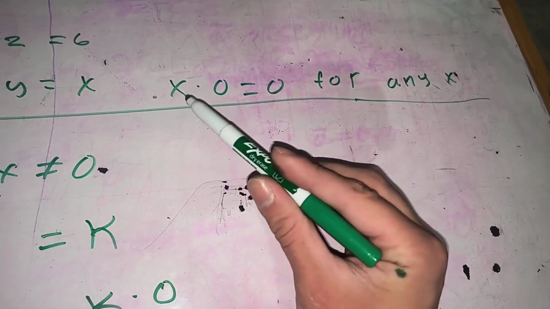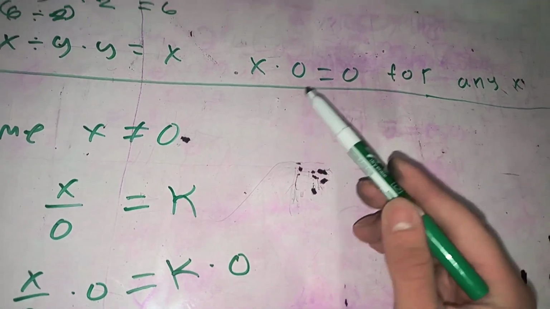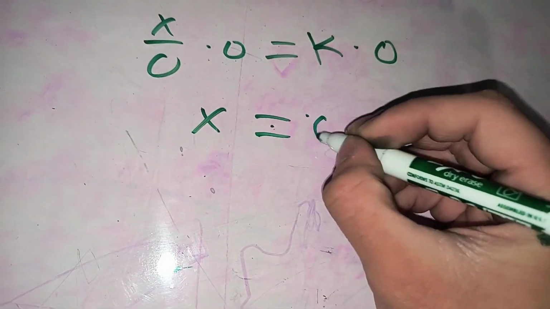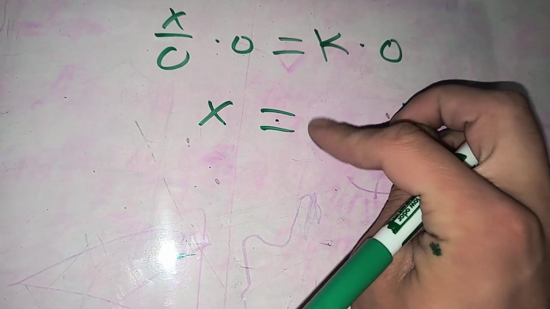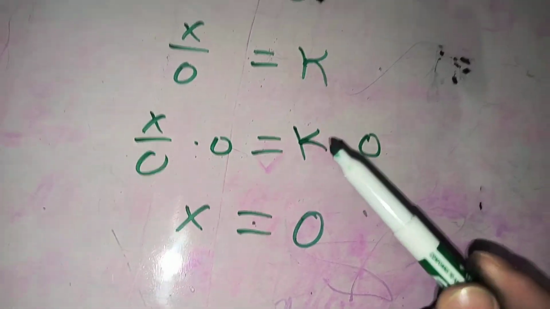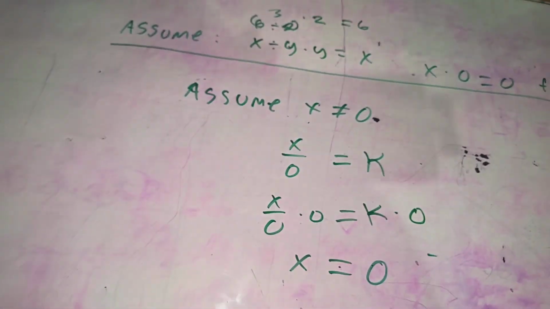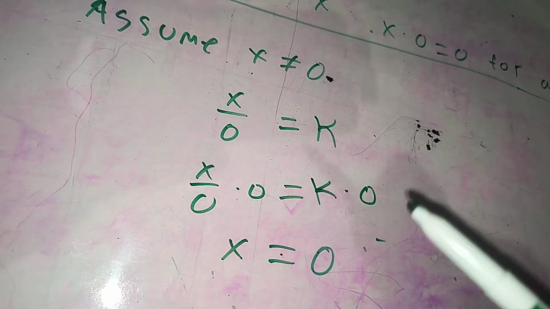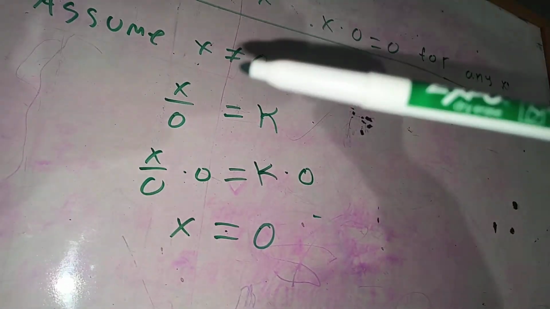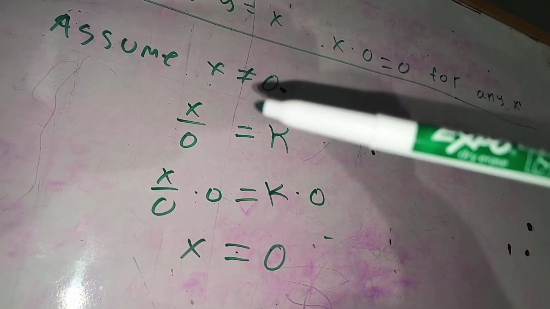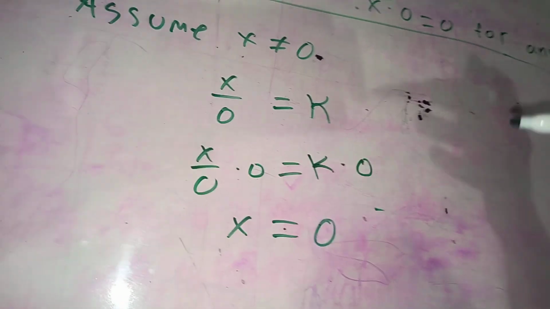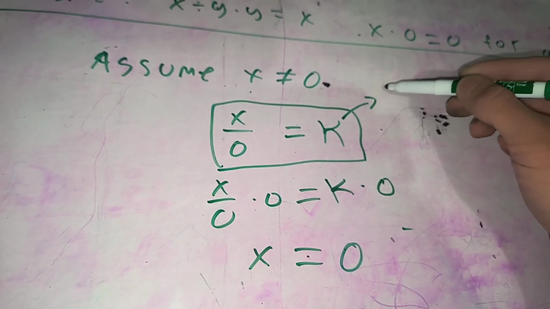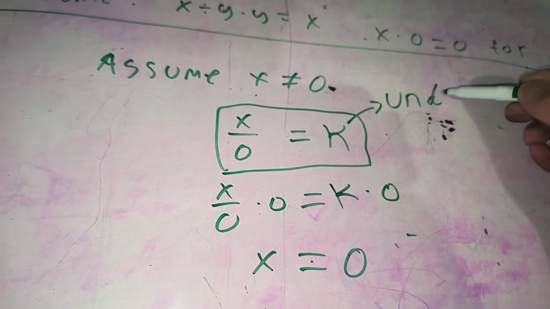But by this law, k times 0, or x times 0, should be equal to 0. So that means x should be equal to 0. But you've already said that x is not equal to 0. You're not willing to compromise on that because the whole point is to solve whenever x isn't equal to 0. So we have a contradiction here. x is not supposed to be equal to 0, but x just came out to be equal to 0. So the only thing we can say is that this right here is wrong and that k is undefined.